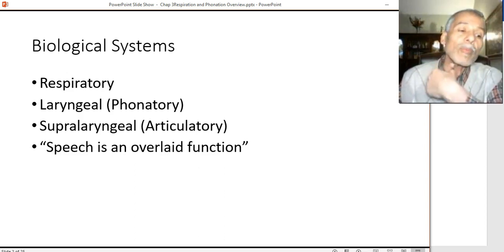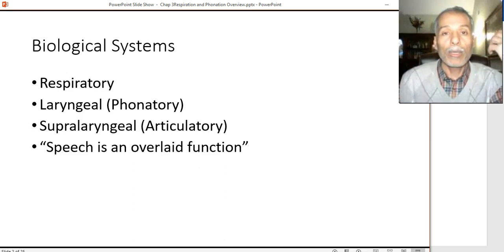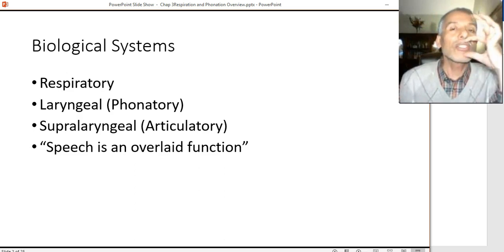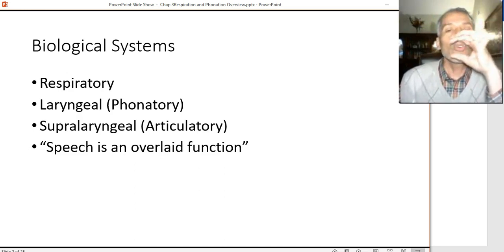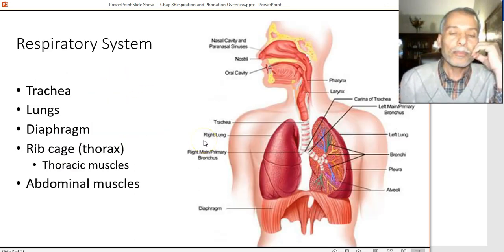So the laryngeal system, or the phonatory system, does not articulate speech. It doesn't produce speech. It just produces a buzz, which is a raw material for speech. And then the articulatory system has these organs of speech come in contact with each other, and then they shape that buzz into phonemes, and that is the articulation component. And the three of them have to depend on each other.